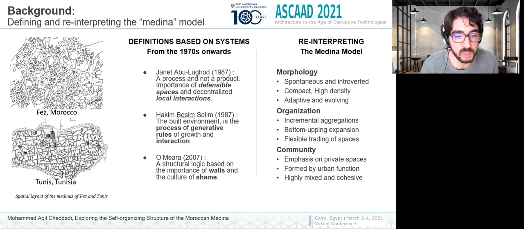Medina cities are all Islamic cities of North Africa. They are known for their high density and labyrinthine street layout, and can be described as examples of generative urbanism. From the 1970s onwards, many studies have emphasized understanding these cities through their social, cultural, and structural systems, including generative urbanism theory. From these studies, we summarized 3 main guidelines to interpret the Medina model's generative systems for contemporary developments. These include morphology, organization, and community.